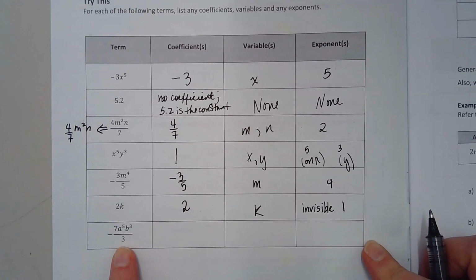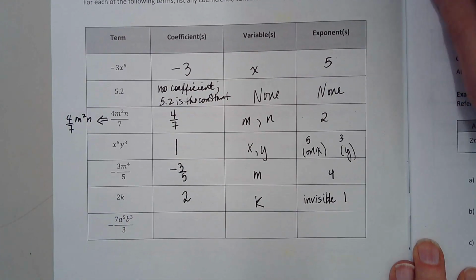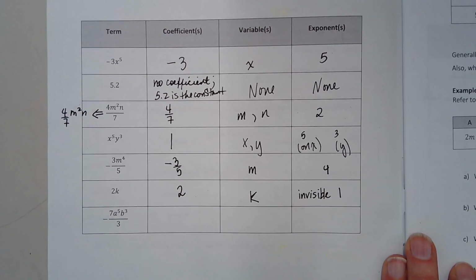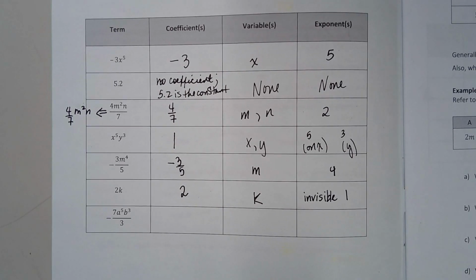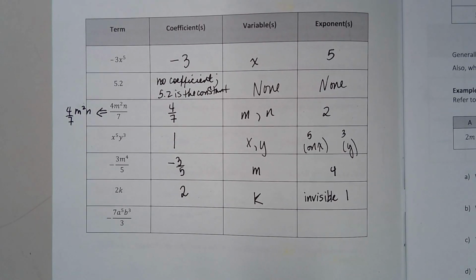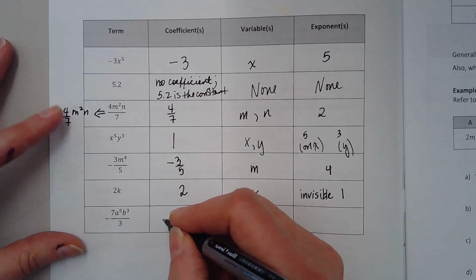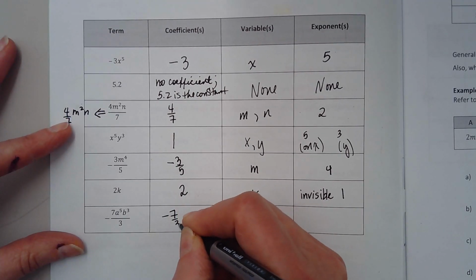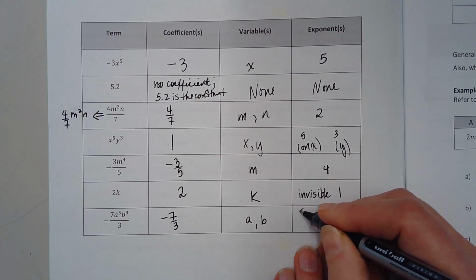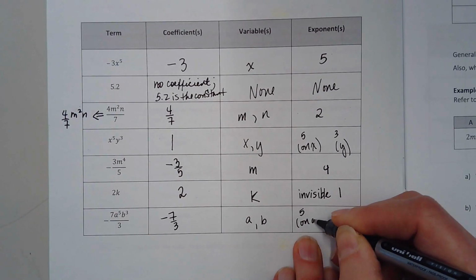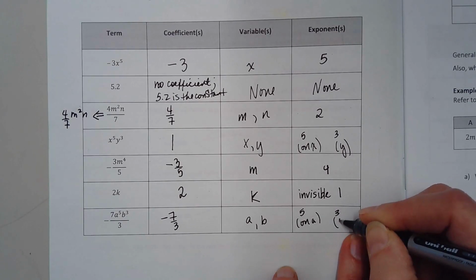Okay. And again, you're just accepting math facts and what's conventional, so a lot of this beginning stuff is just, okay, that's what they're going to call the number attached to the variable, the coefficient. You just got to go with that, right? Coefficient would be negative 7/3. Variables are a and b. The exponent is 5 on the a and 3 on the b.